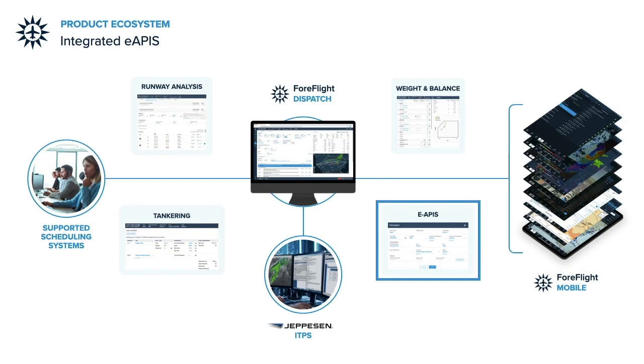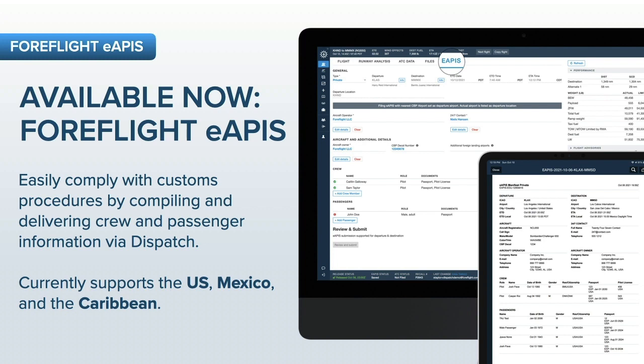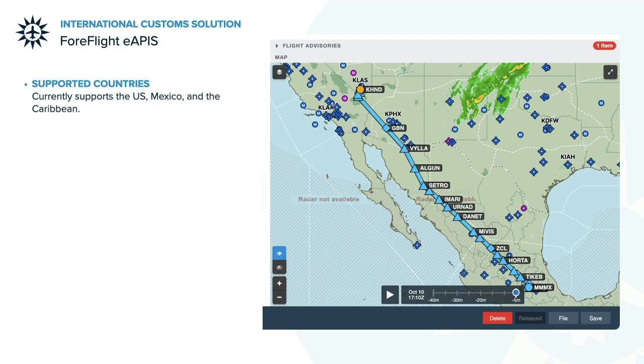All right, and so last up here, we have EAPIS. And like I mentioned, this is something that is available right now. I'll go ahead and get right into it. If you're flying into Mexico or the Caribbean, then this is something you should be interested in, because those are the countries we currently support for it, as you can see there.